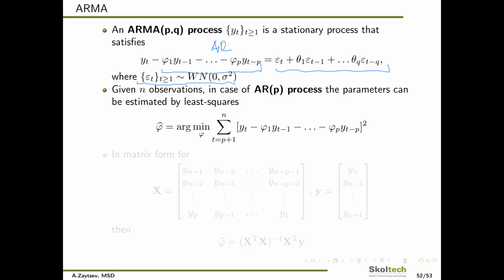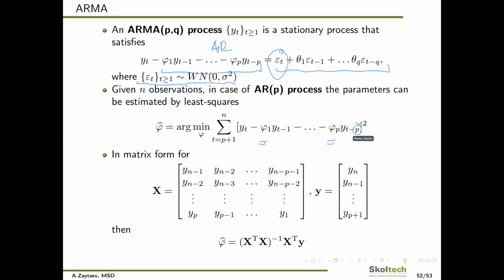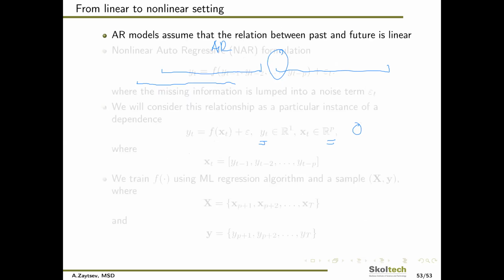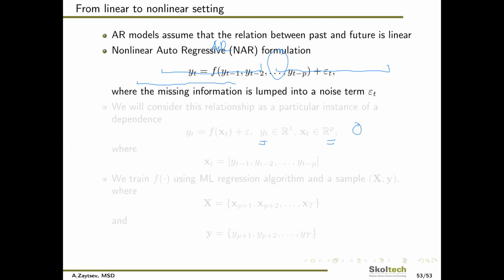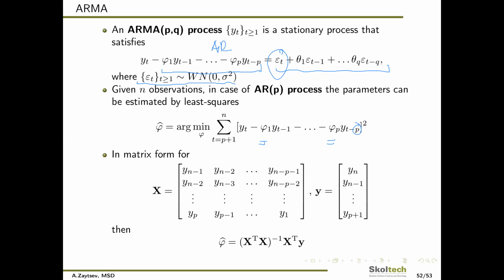If we have only the autoregression part of the process, then we are left only with white noise at the right hand side, and we can minimize the squared error with respect to the coefficients phi 1 to phi p for determining the parameters of the autoregression process of order p. We have this p order here. Well, in the matrix form, we have this simple linear regression assumption. This is what we can say about autoregression.